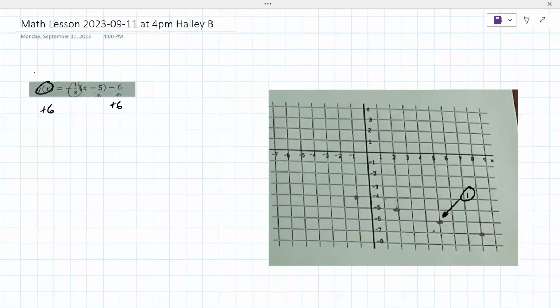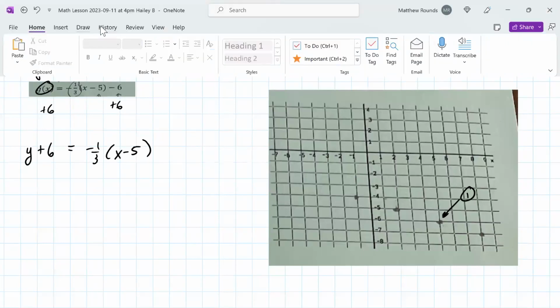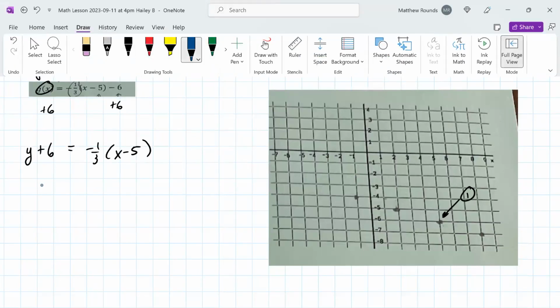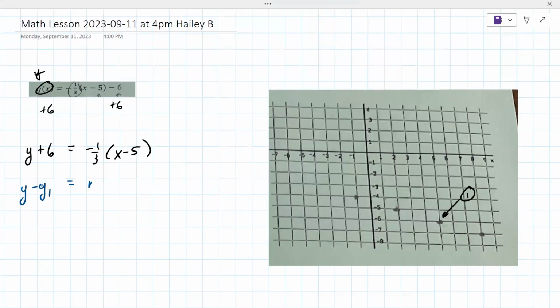Instead of g of x, I'm going to put y, and this was y plus 6 equals -1/3 x minus 5. This is in what's called point slope form. And the best way to graph these is to use the point x1, y1, which in your problem is 5 comma -6, which is that point right there. And then you use the slope from that point.